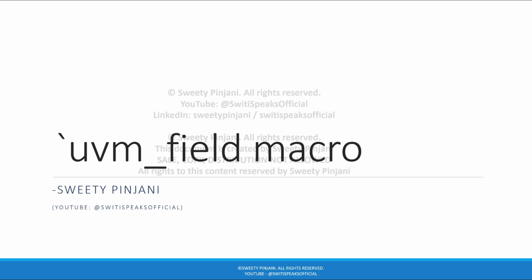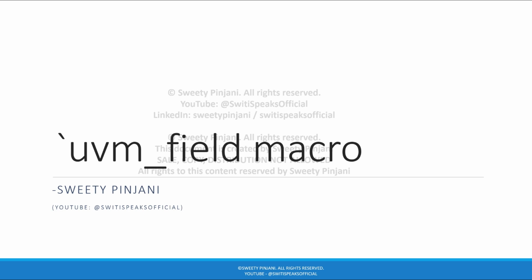We had seen a lot of UVM concepts in the previous lectures. In case you have not gone through, please go through. Today we are going to learn in detail about a macro, UVM field, which is inbuilt in the UVM object class, and the UVM object class is an inbuilt class provided by UVM.